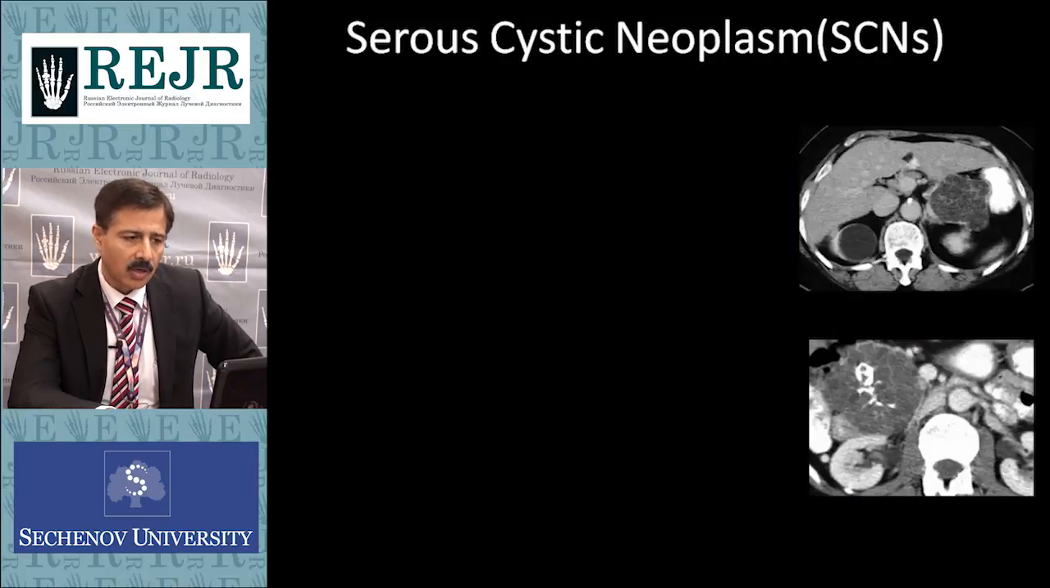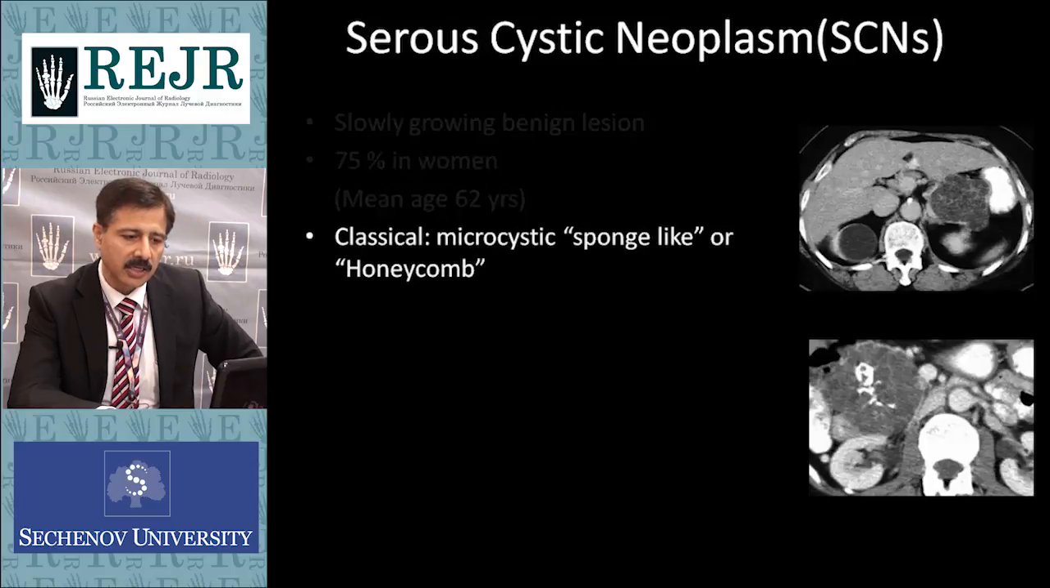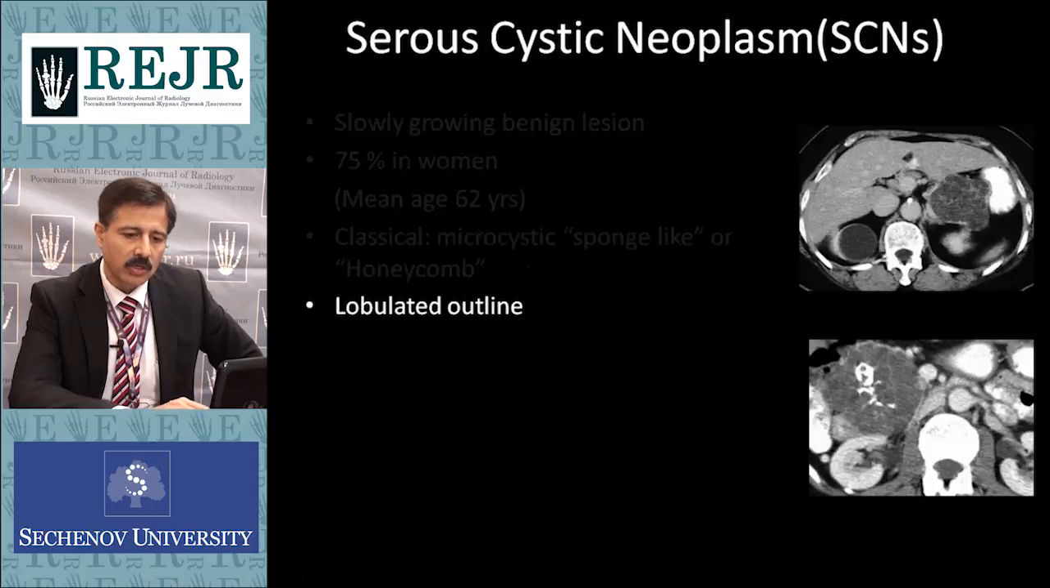So, regarding serous cystic neoplasm, it is a slowly growing benign lesion. So please remember, it is considered a benign lesion without any malignant potential. 75% of these are seen in women, and the mean age is 62 years. Classical picture is sponge-like or honeycomb-like, as was elaborated in the previous slide. They have a lobulated outline.